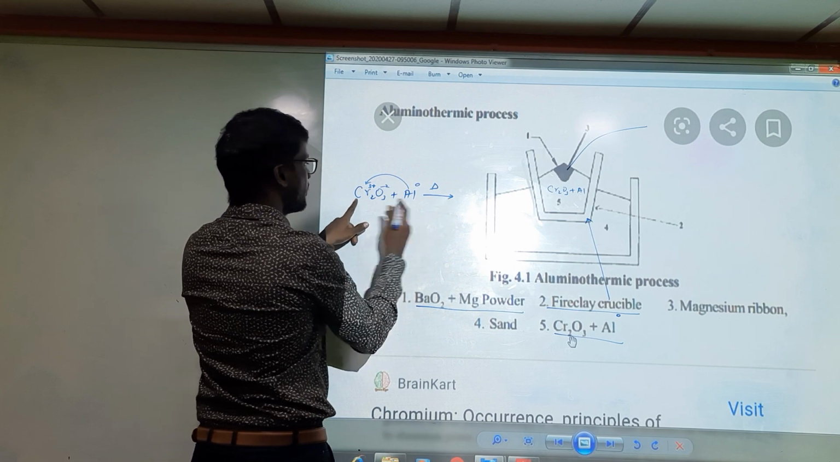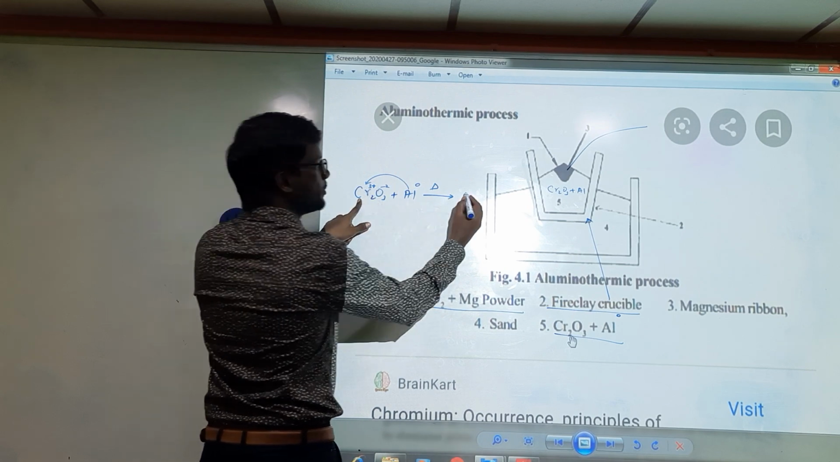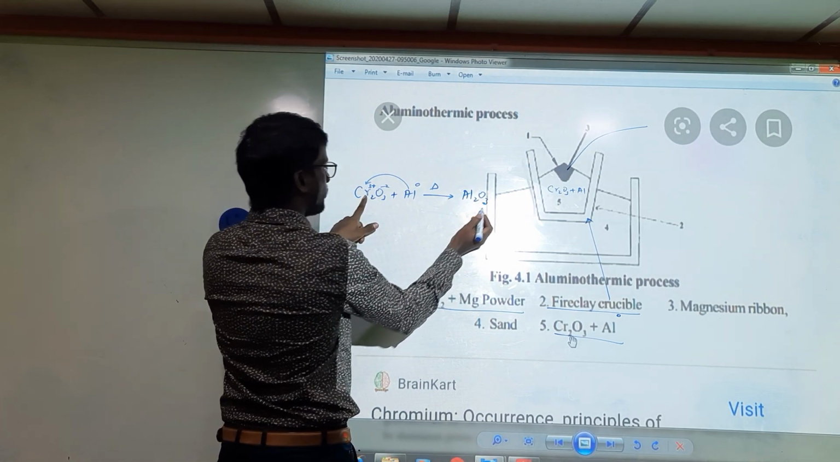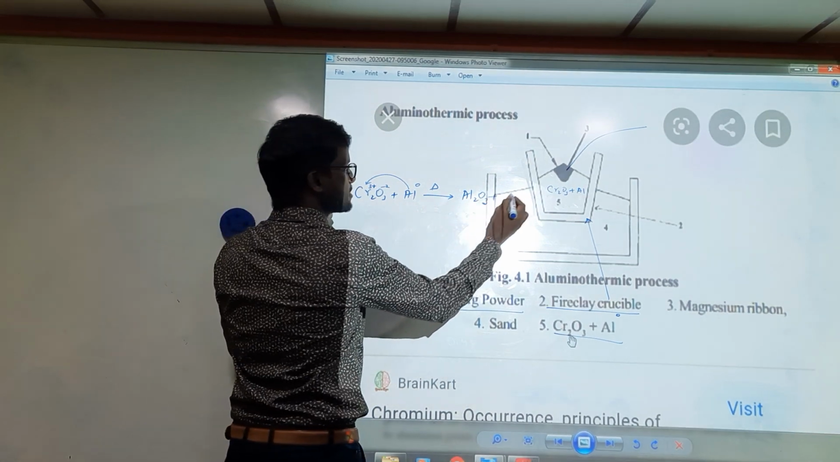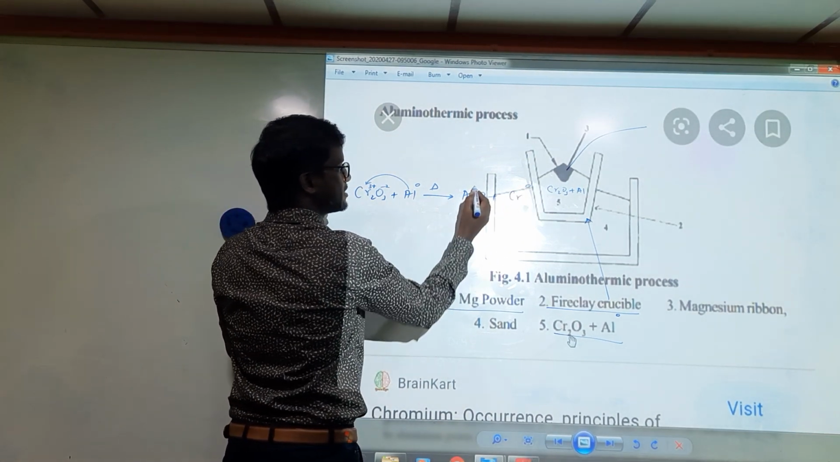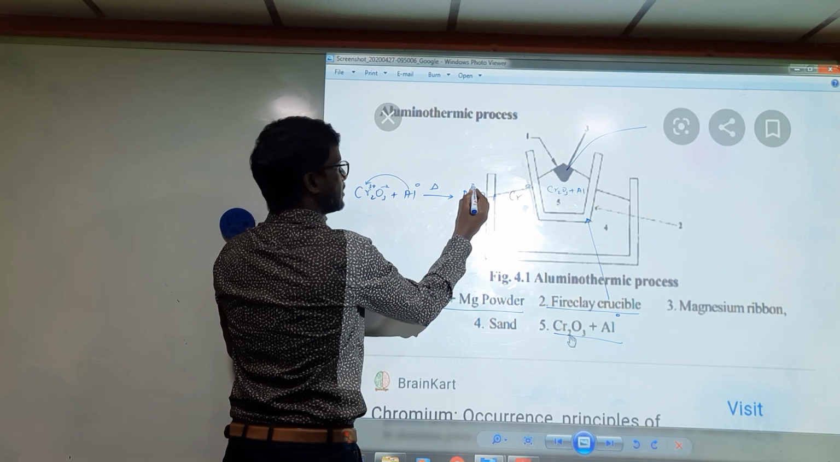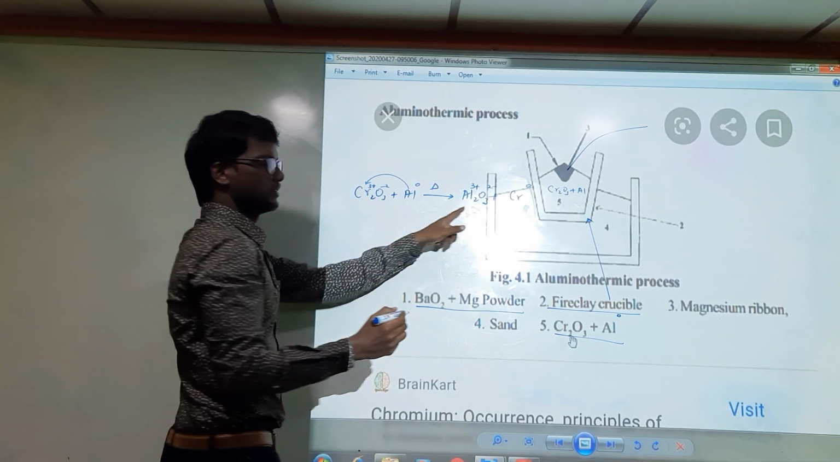Oxygen is 2 minus. So the formula will be quite similar. Just change chromium to aluminium. Al2O3, same formula. Instead of chromium oxide, I put aluminium oxide plus chromium. Aluminium is going to be 3 plus, oxygen is 2 minus. You understand?